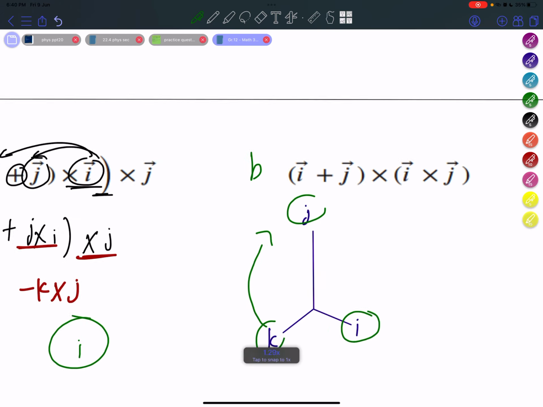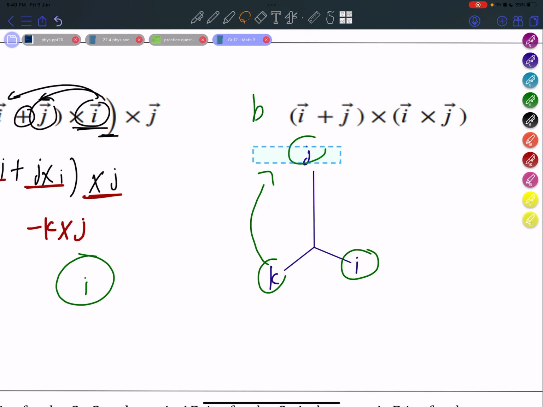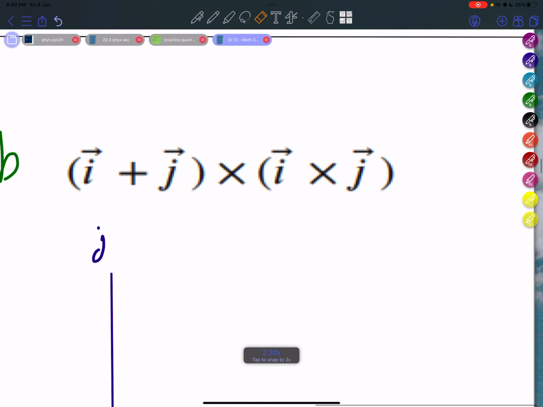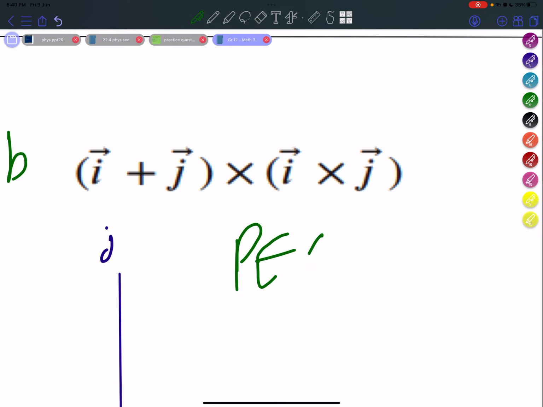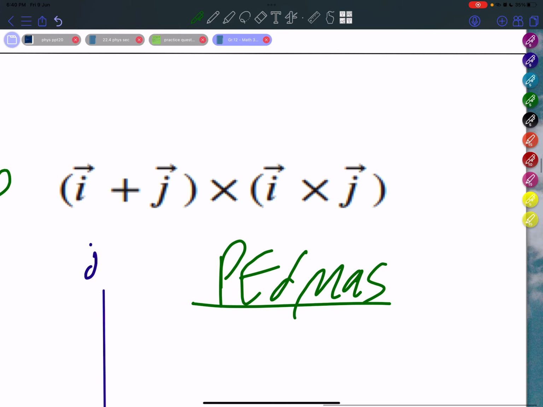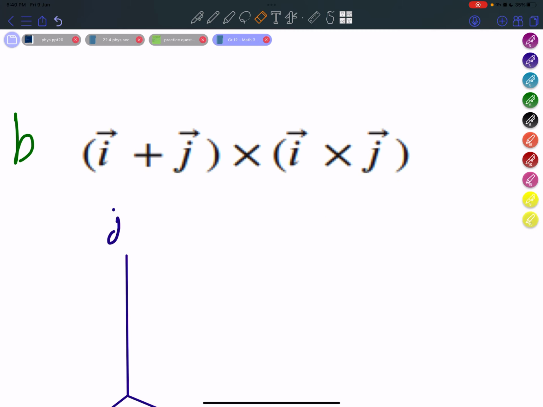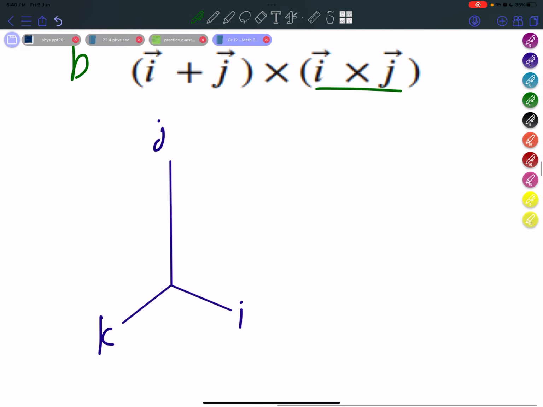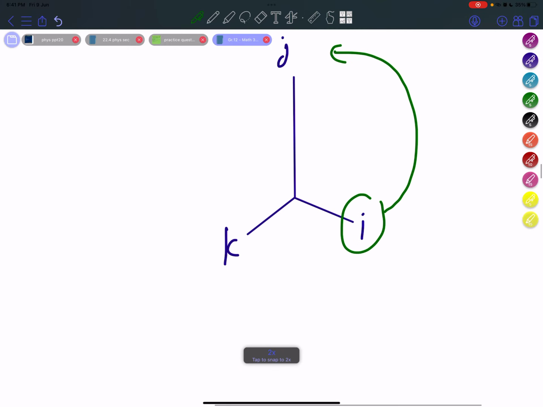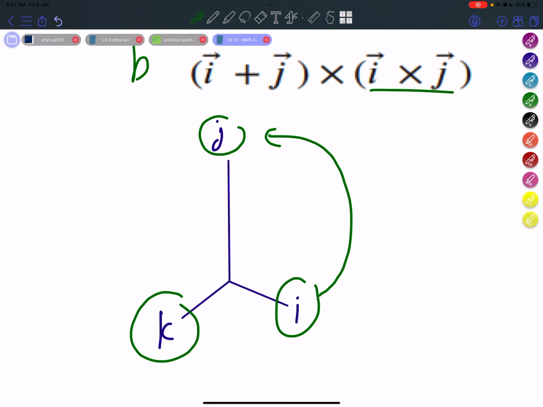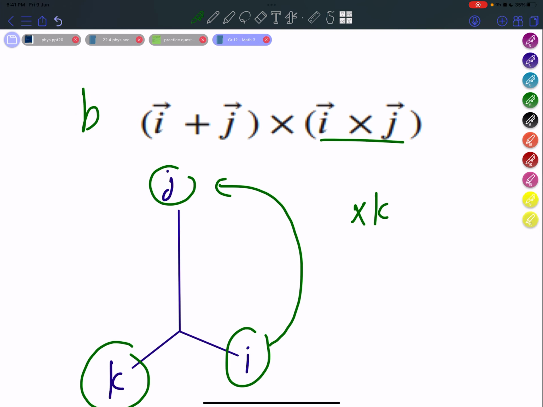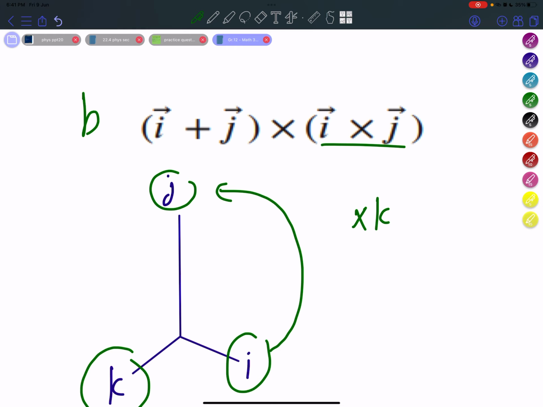Moving on to question 7b, it's more interesting. So let's remove these scribbles. Okay, so first of all, we know PEDMAS or BODMAS, whatever you want to use. Multiplication is first. So we won't start here. We will start on the right hand of the equation, beginning with i cross j. So i cross j. Okay, so we're now going anti-clockwise, meaning that the answer will be positive k, of course, and then crossed by i and j.